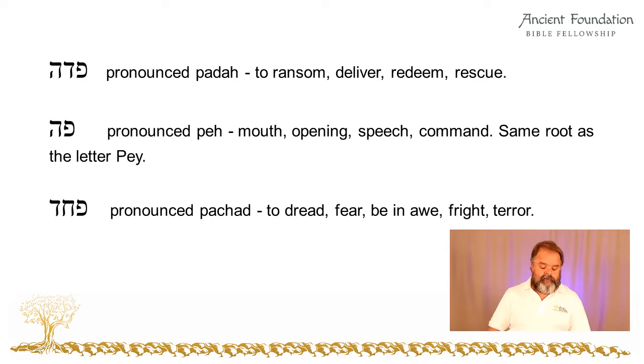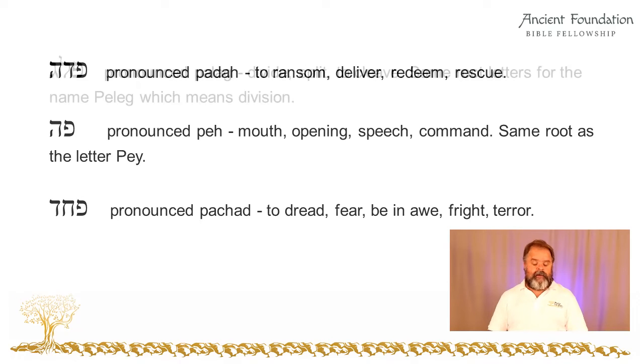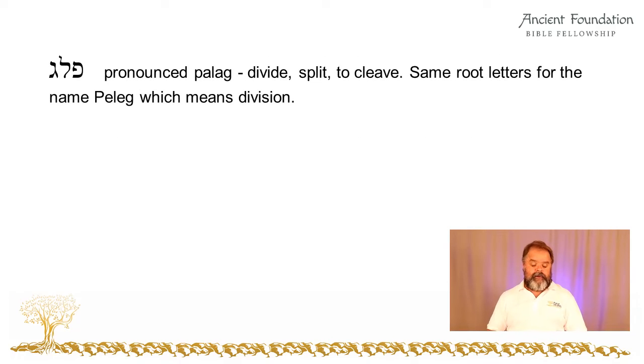Another Hebrew word that starts with the letter Pei is pronounced halag, and this means to divide, split, and to cleave. This has the same root letters for the name Peleg, which means division. And we see this after the flood. It talks about the division. A man was named Peleg because of the division.